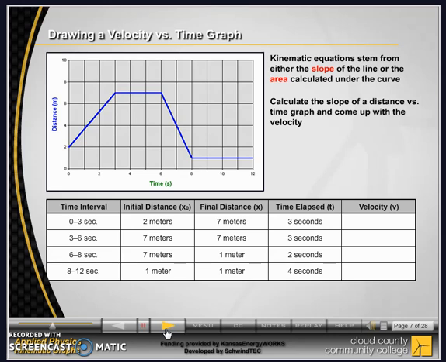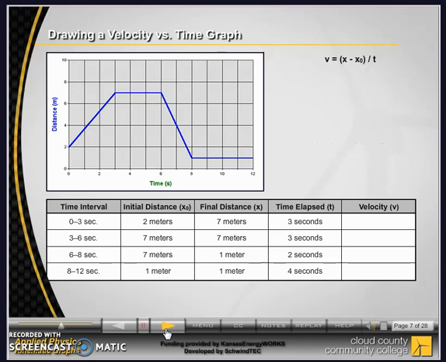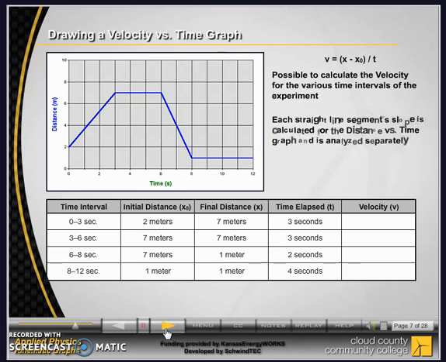Here is the formula you should be using. Velocity is the time rate of change of distance, so it can be calculated as shown here. Using the formula, it is possible to calculate the velocity for the various time intervals of the experiment. Can you now plot a velocity versus time graph of the object whose distance versus time graph is given here? Each straight line segment slope is calculated for the distance versus time graph and is analyzed separately. These slopes give you the velocity for the object. The next page shows the corresponding velocity versus time graph you should be able to draw.